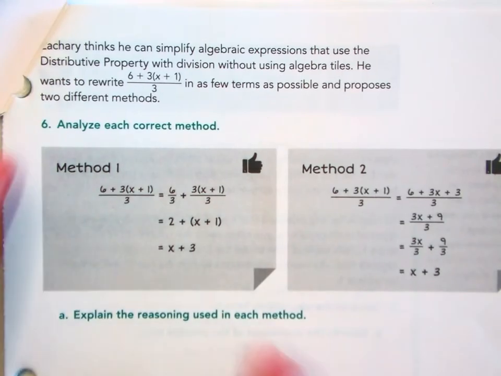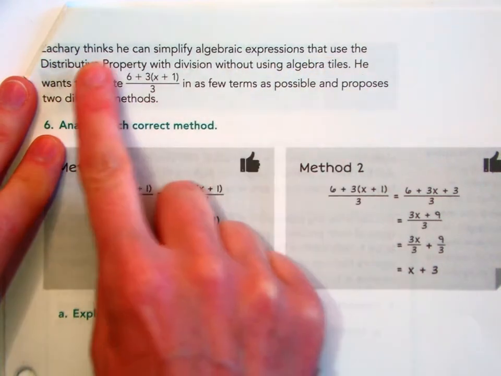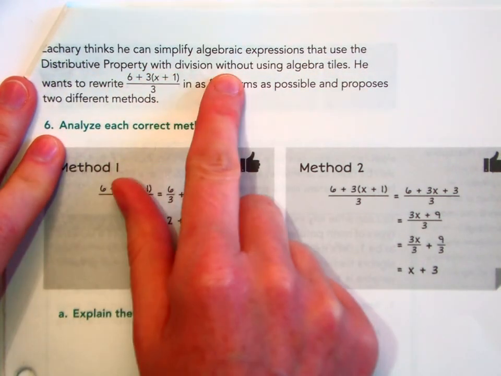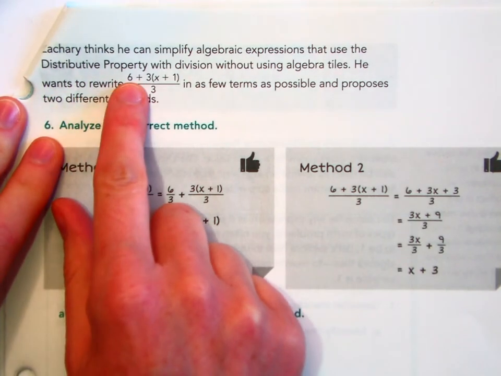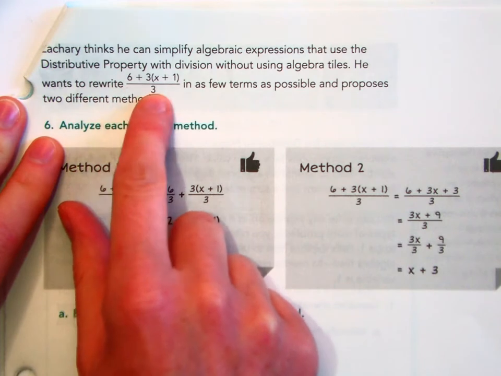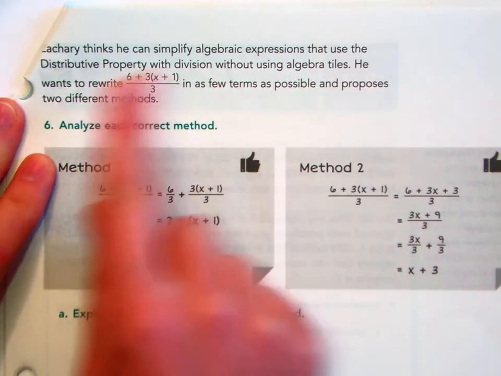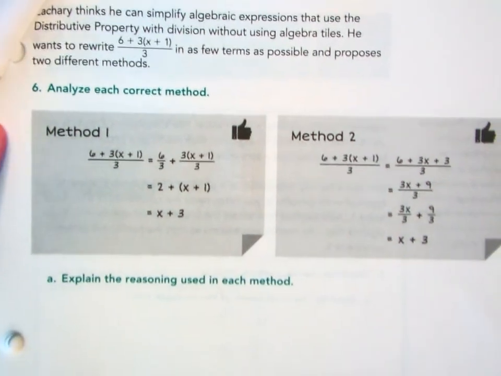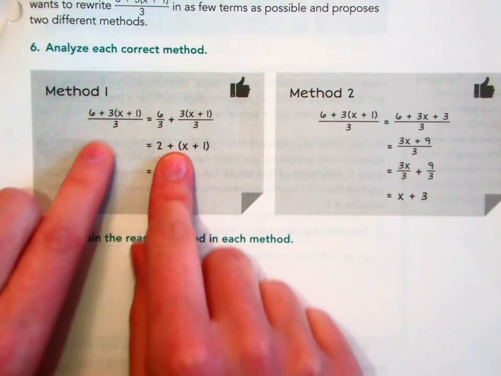We're doing good. Zachary thinks he can simplify algebraic expressions that use the distributive property with division without using algebra tiles. He wants to rewrite 6 plus 3 times the quantity x plus 1, all divided by 3, in as few terms as possible, and proposes 2 different models. Analyze each correct model.